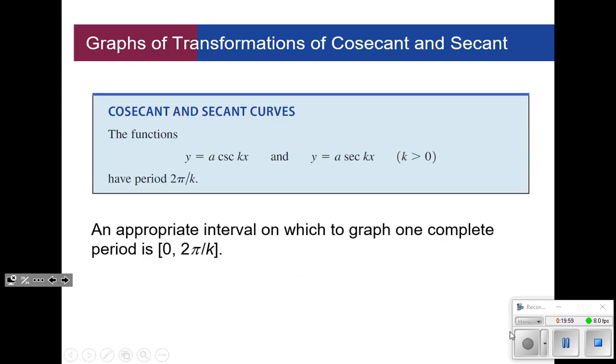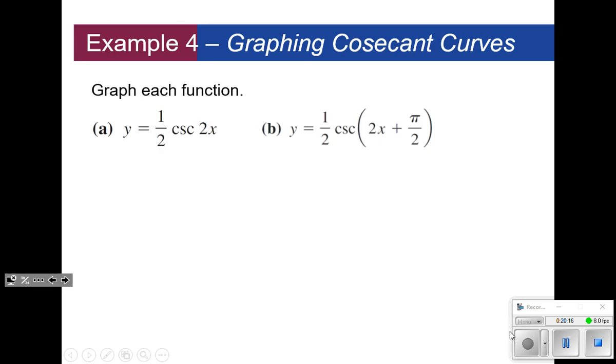Cosecant and secant, again, same thing. I want to point out, though, the period is 2 pi over k again. Now on amplitude, amplitude does matter because it's where your hump's going to start. And you'll see what I mean here in a minute. And again, your period is still 2 pi divided by k.